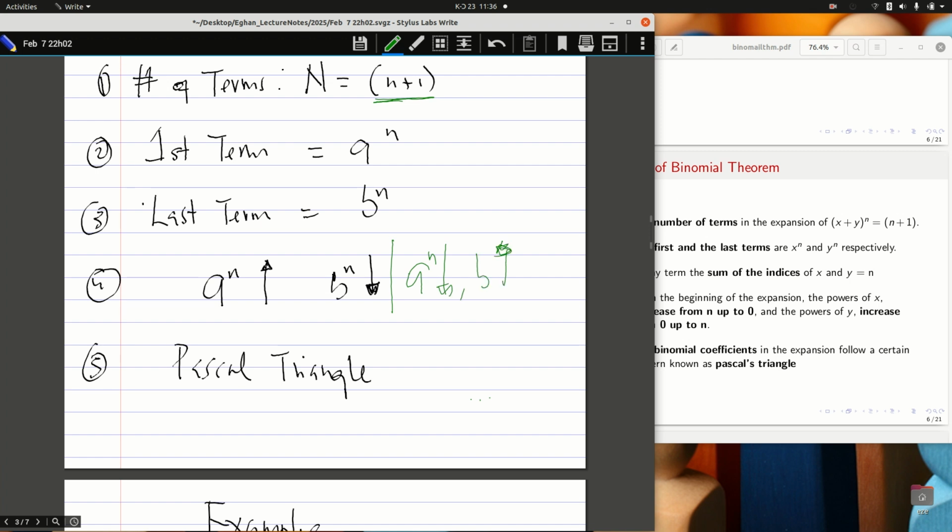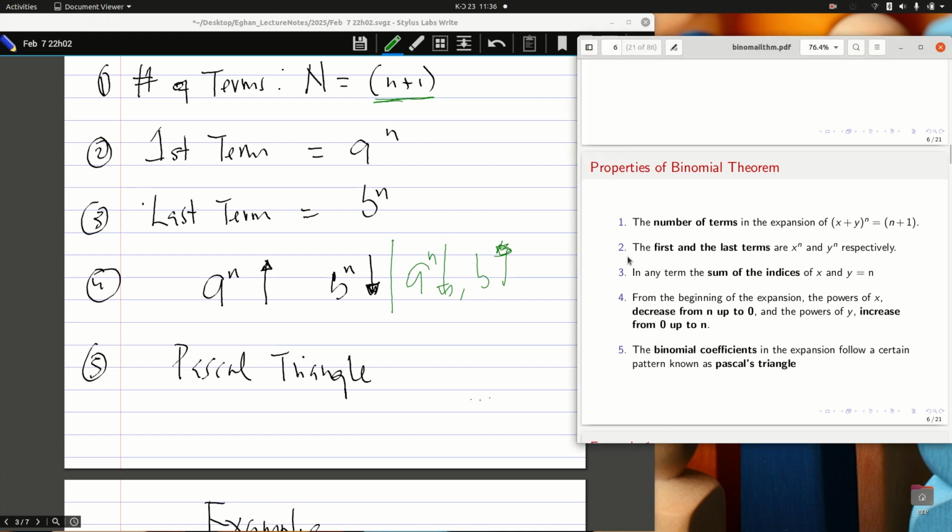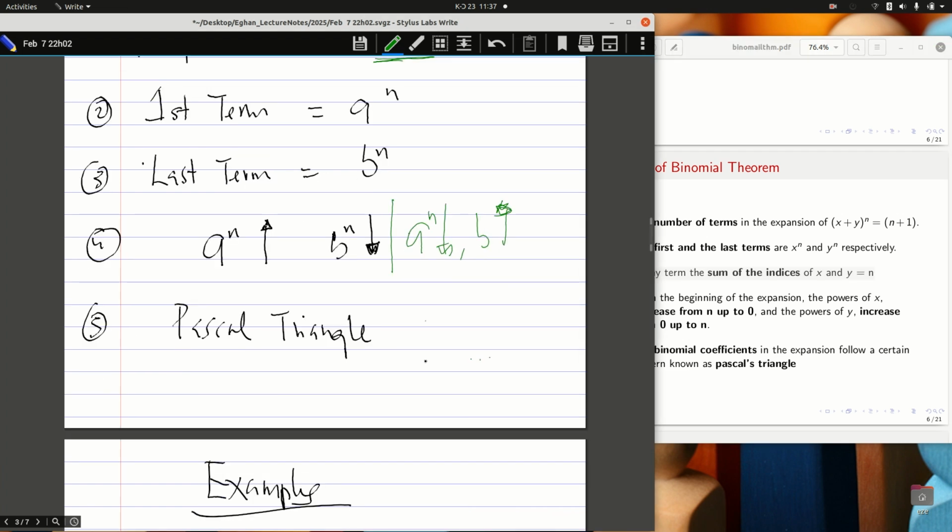That is not all. I want to add two properties. So I'm looking at 3 and 4. The 4 says as one increases, the other decreases. And 3 says that the sum of the indexes must be n. This is to say when I add whatever power I have on A and whatever power I have on B, they must give me n. This summation here must be n.